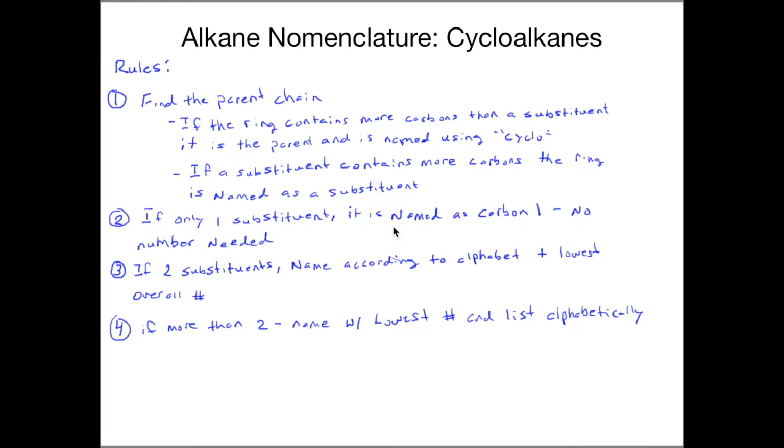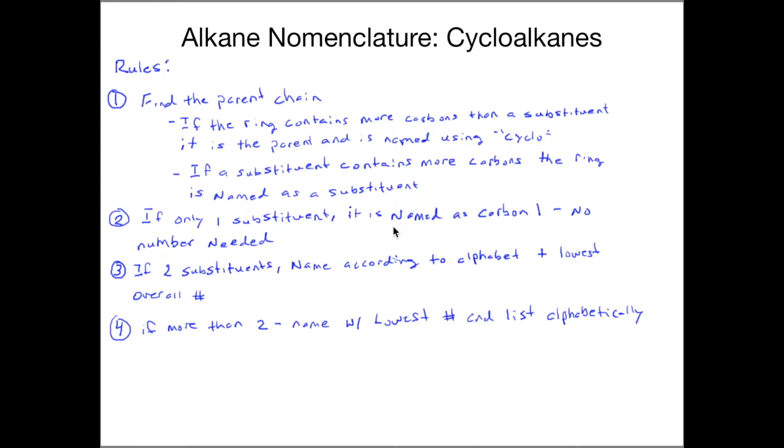Right? So you could just say, for toluene, methylhexane. Now the other aspect is if we have more than one substituent. If we have 2 substituents, then you name according to the alphabet, and then of course number in such a way that you get the lowest overall number.